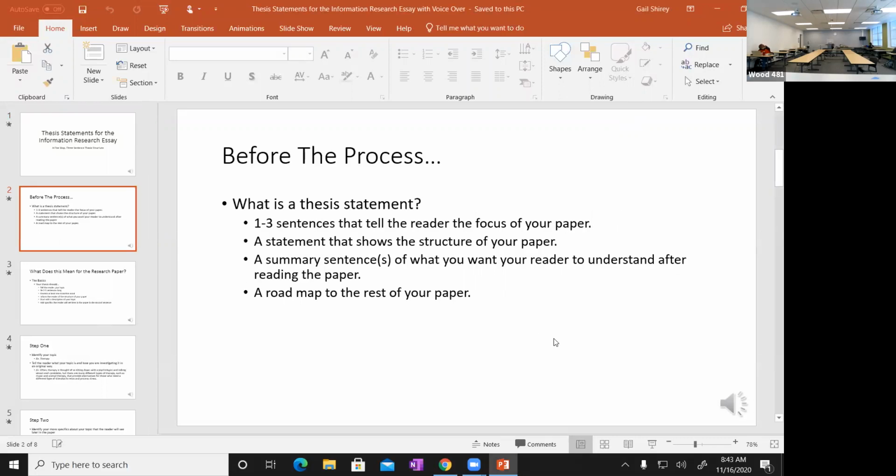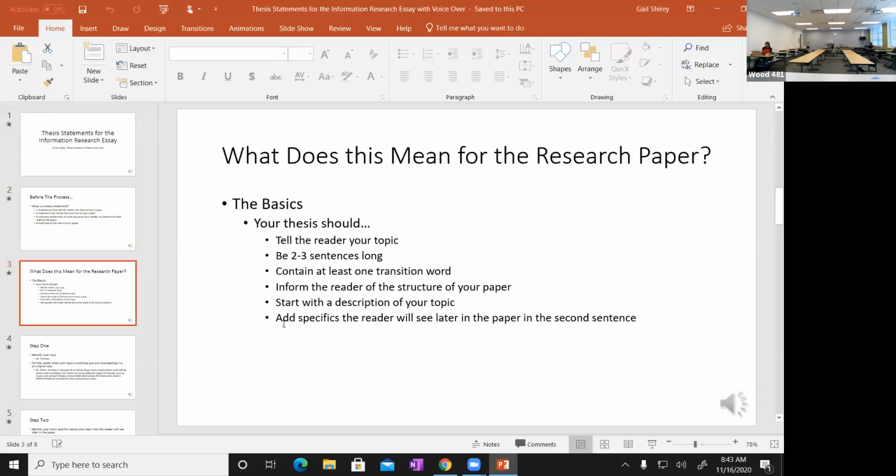1 to 3 sentences. It's a statement, not a question. And there's a summary that you want your reader to understand when they're finished reading your paper. And as I've said several times, it's a roadmap. You're giving the reader a roadmap to what you're going to be covering in the paper. So remember, this is a research paper. So the basics of your thesis should include the topic.